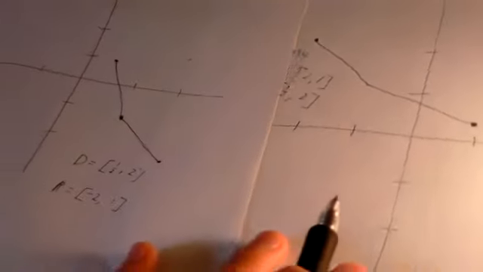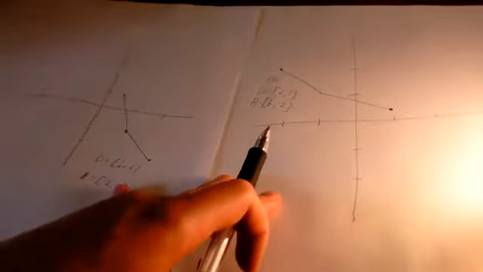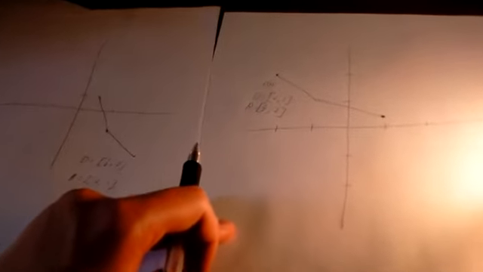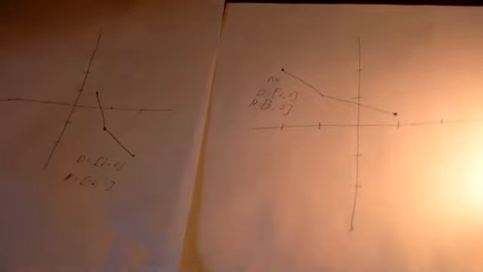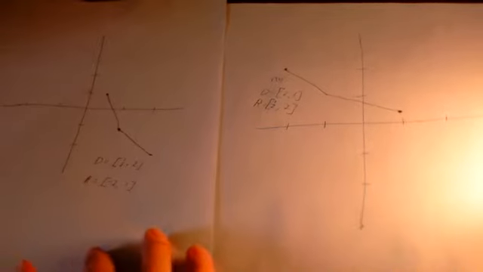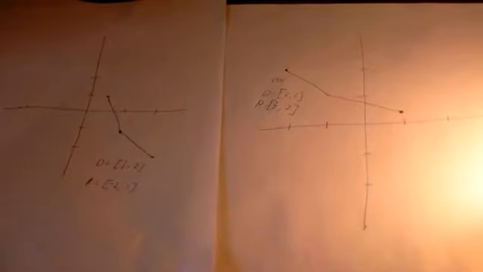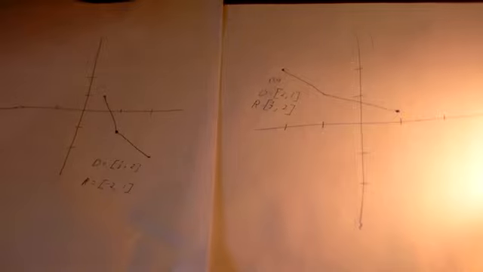Here are the two functions side by side, so that you can see that they're inverses of each other. There you go. And now we can see that the domain and range of inverse functions are opposite of each other. The domain of the inverse is the range of the original, and the range of the inverse is the domain of the original.